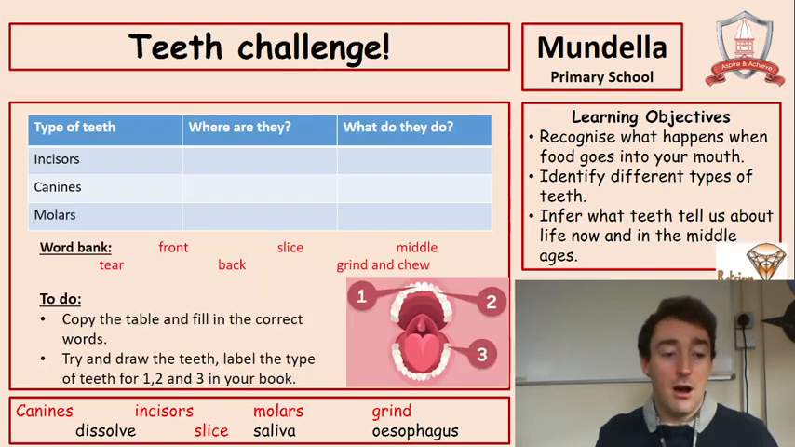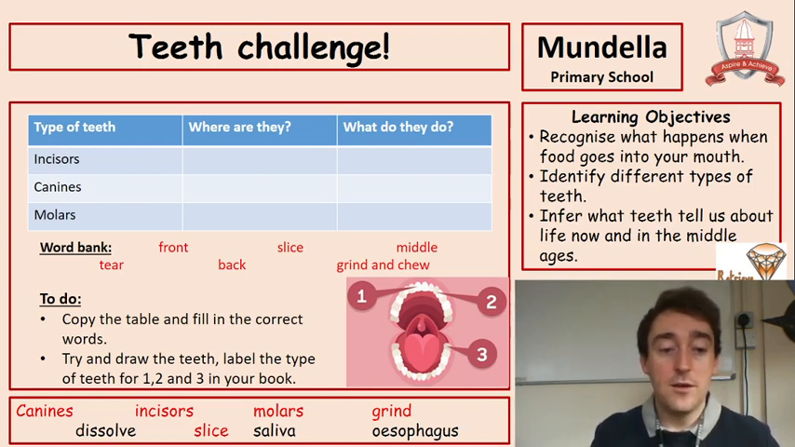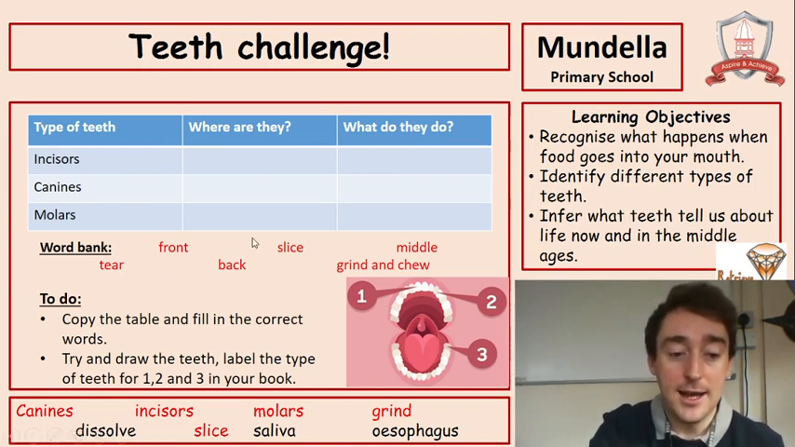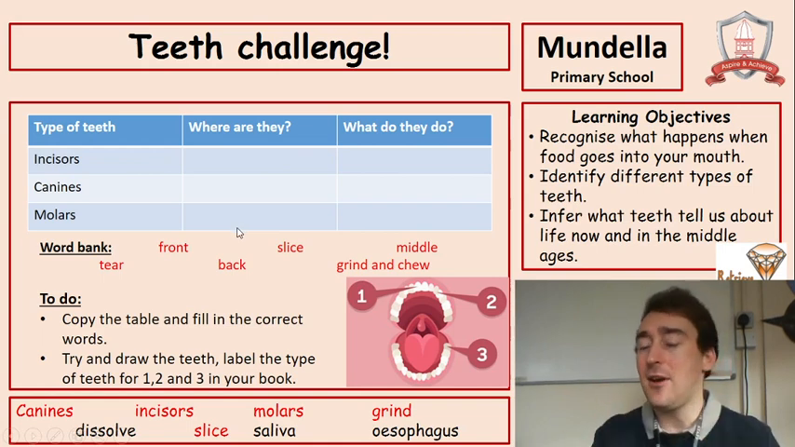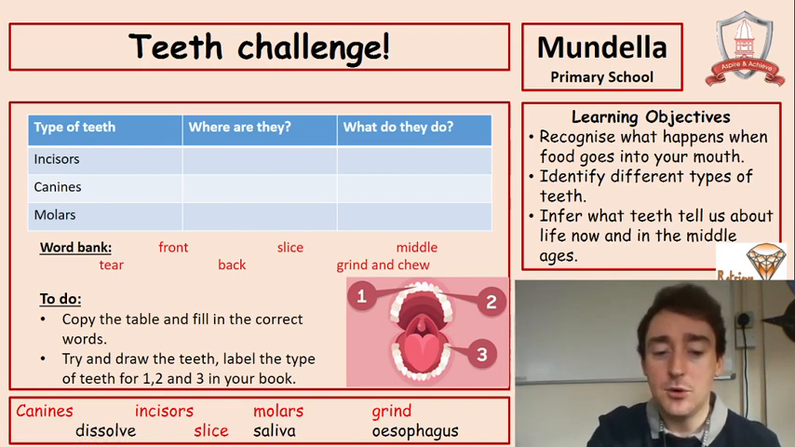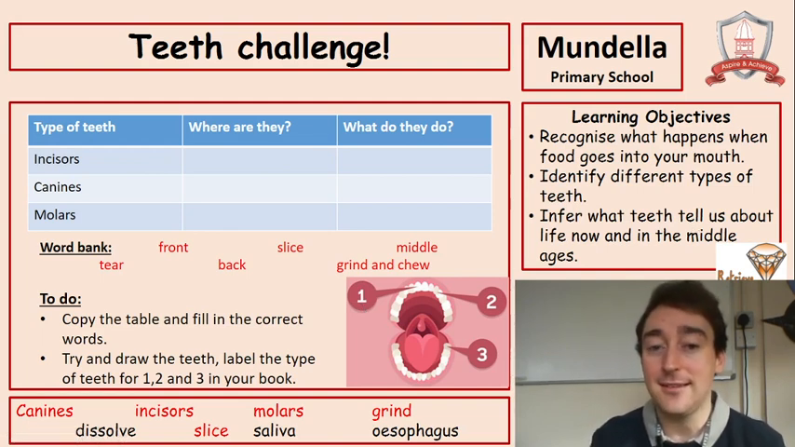There we are. I want you to copy down the table. Incisors, canines, molars, and then fill in that table with the red words in the word bank here. And then once you've done that, try and draw the teeth. That's not actually that easy. I know it's not that easy, but give it your best shot. And then label what you think the types of teeth are. So 1, is that going to be molars or canines or incisors? You tell me. Pause the video now and unpause when you're ready to find out.